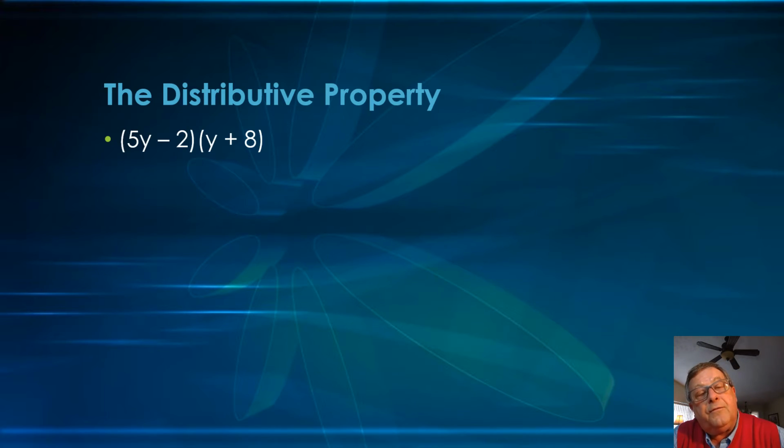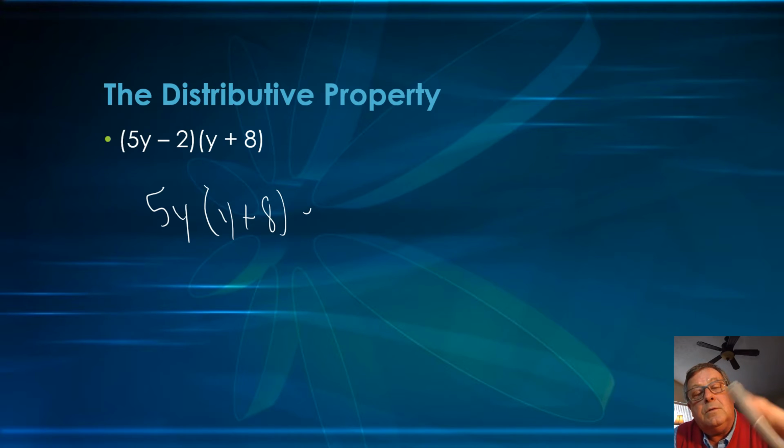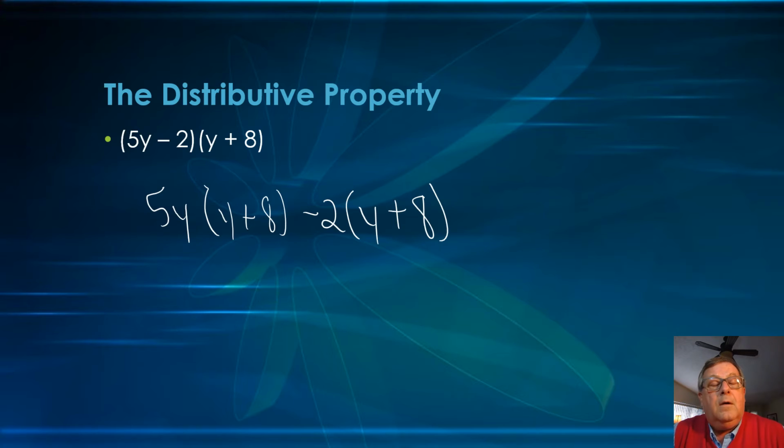But we're going to rewrite this: 5y times y plus 8, and then negative 2 times y plus 8. Well, 5y times y is going to be 5y squared. And 5y times positive 8, 5 times 8 is 40, so we've got plus 40y.